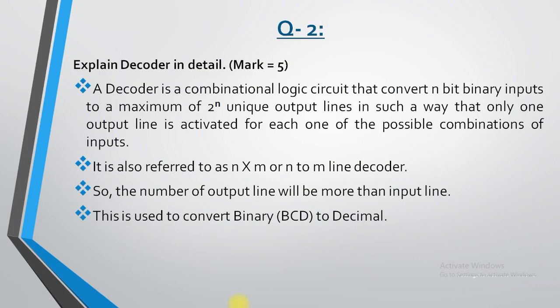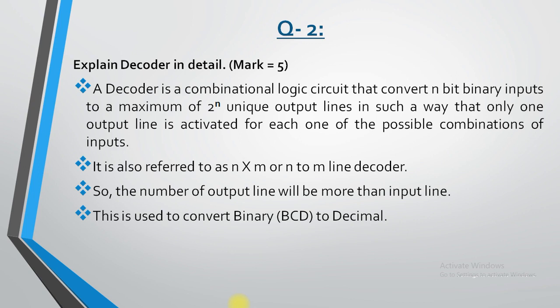Explain decoder in detail. This question may be asked for 5 marks, so you need to write according to the weightage of marks. Now see, first of all we need to learn what a decoder is. A decoder is nothing but a combinational circuit. Using a decoder you can convert n bits of binary input to 2 raised to n binary outputs.